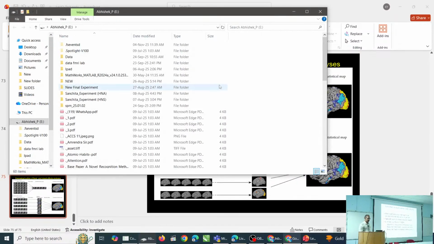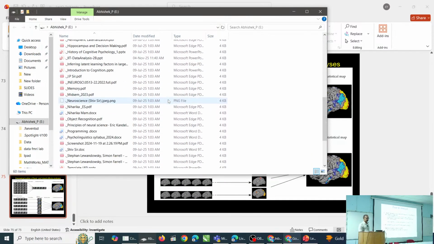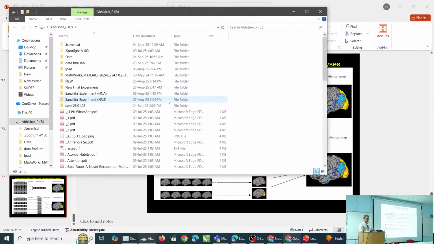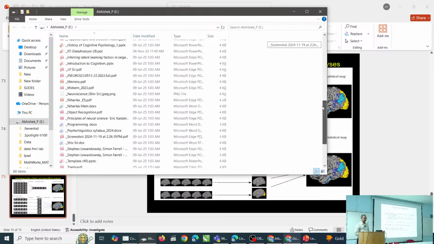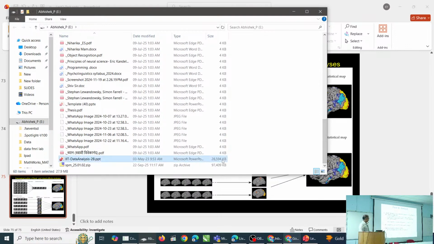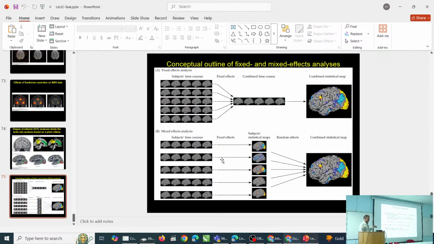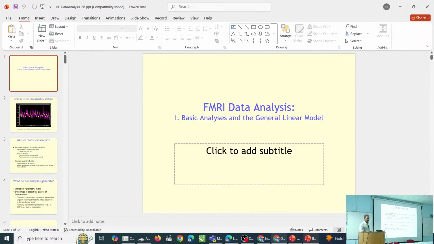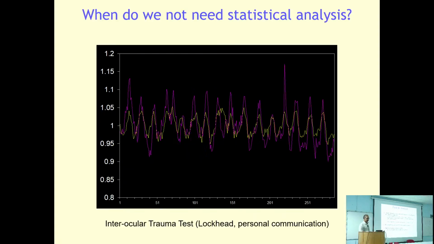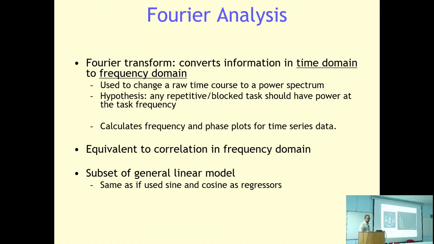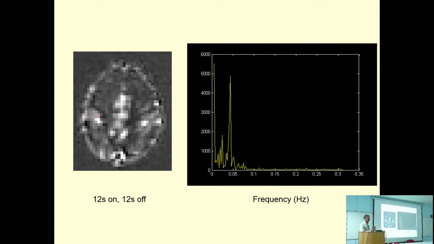So these are some of the limitations of correlation analysis. Again, for the Fourier analysis, as I mentioned, you can switch back from time domain to frequency domain. And the Fourier analysis is similar to correlation analysis, right? If you have a stimulus and you find the frequency analysis, then you can identify the regions.